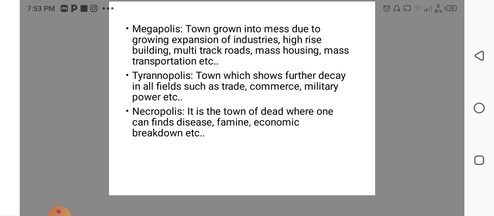Tyrannopolis, a town which shows further decay in all fields such as trade, commerce, military powers, etc. Necropolis, it is a type of town of the dead, where one can find disease, famine, economic breakdown, etc.